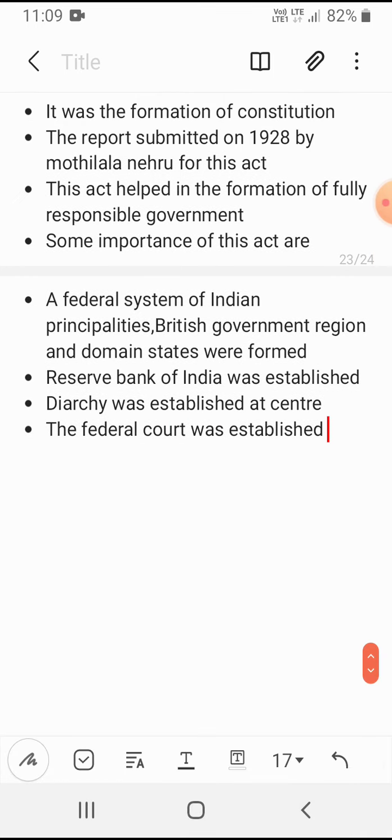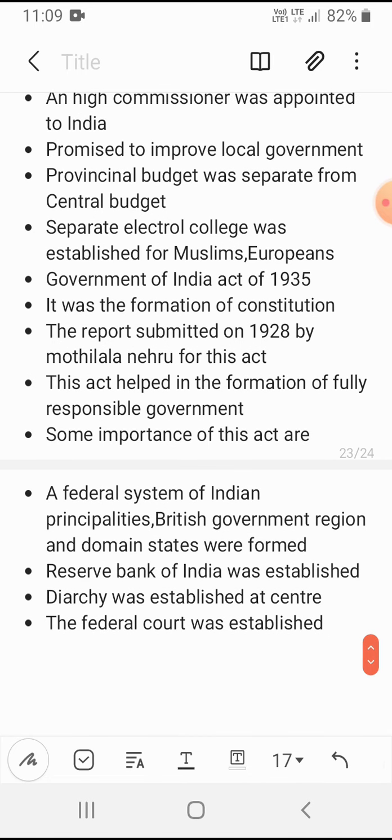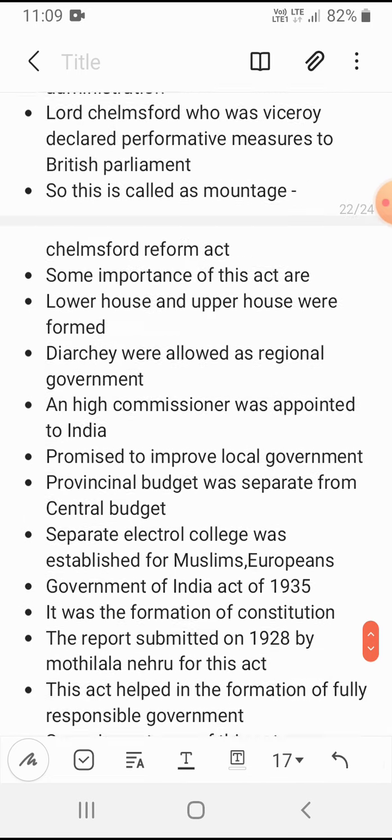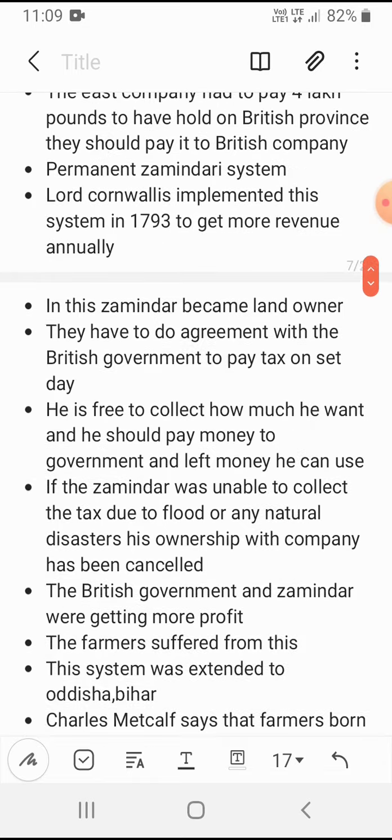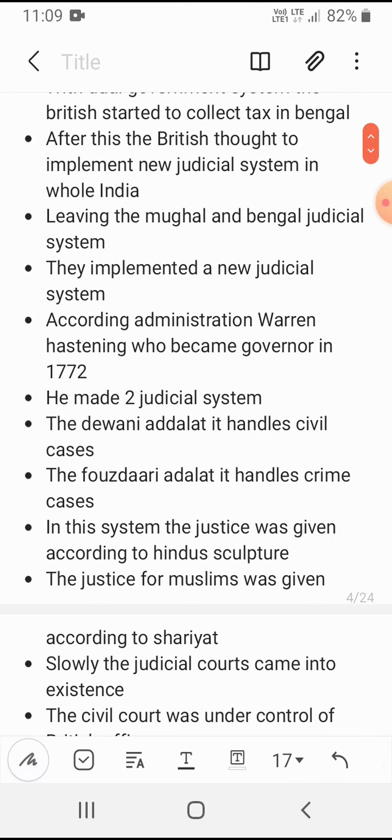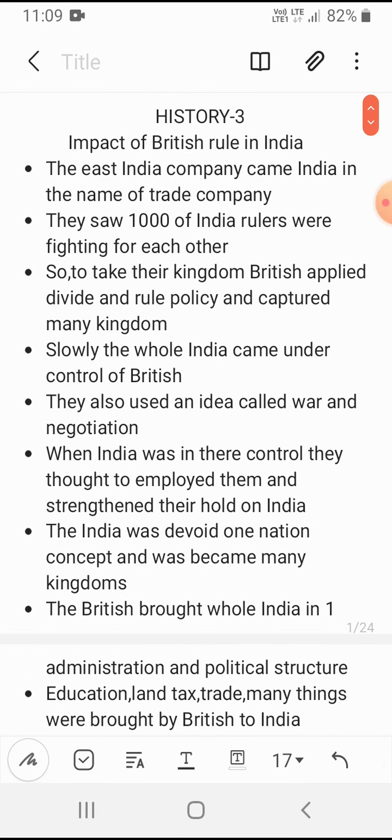So this was your chapter, the impact of British rule in India. So I think you understand this chapter.